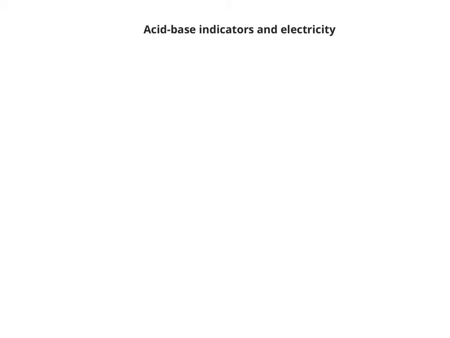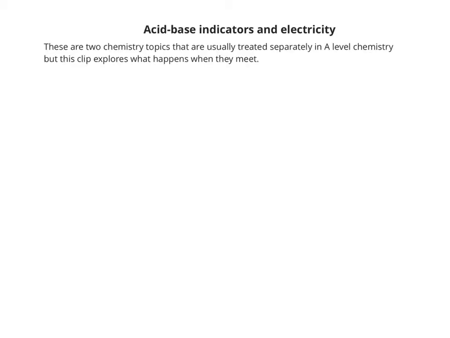Hello, welcome to this clip looking at the interaction between acid-base indicators and electricity. Normally in A-level chemistry we treat acid-base indicators and electrolysis as two separate topics, and they don't really cross over very much, but this clip looks at an example where some of my students created a practical whereby acid-base indicator changes plus electrolysis actually came together in one practical.